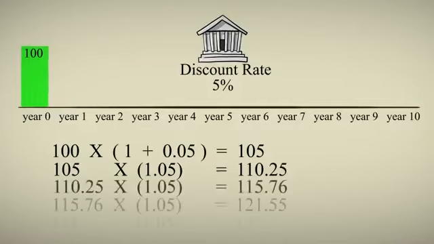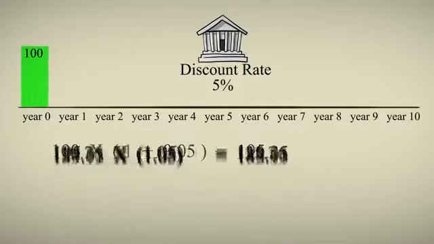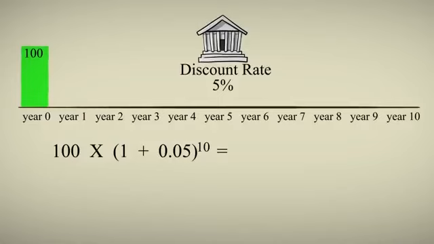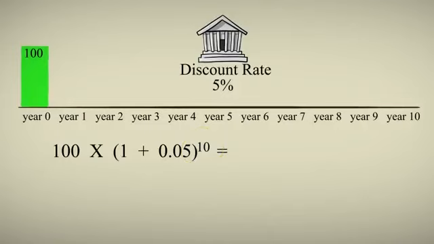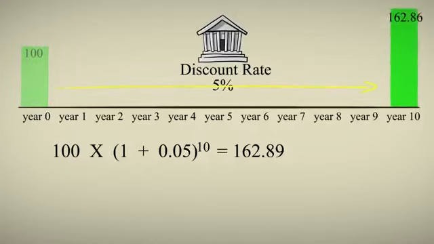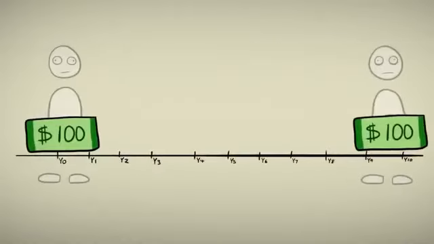Then we do that 8 more times. Or we could have just written it like this, taking the 1 plus the interest rate to the power of 10, since we're just multiplying it by the interest rate for 10 years. So $100 after 10 years of interest is $162.89. The future value of $100 from today in 10 years is $162.89.